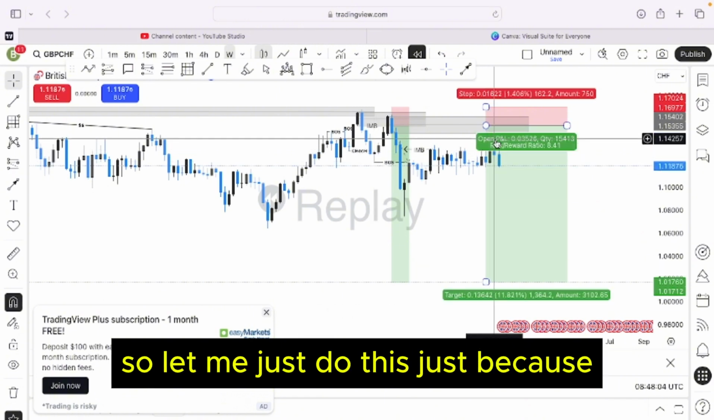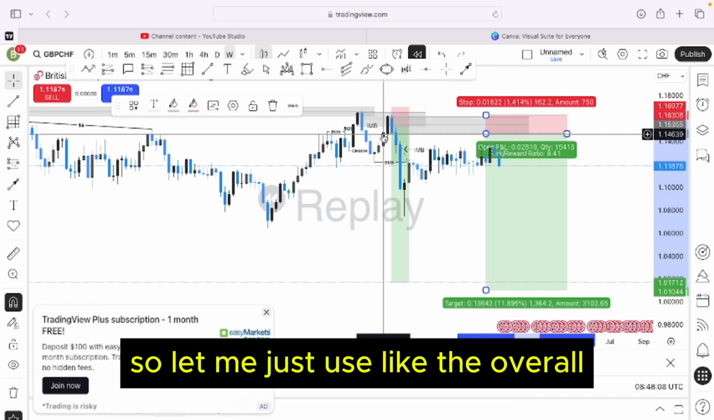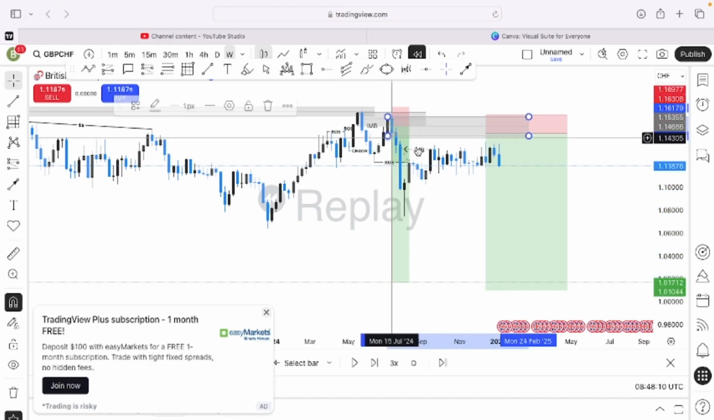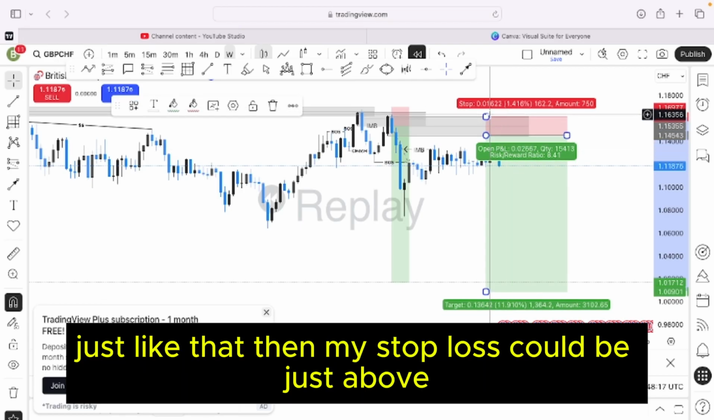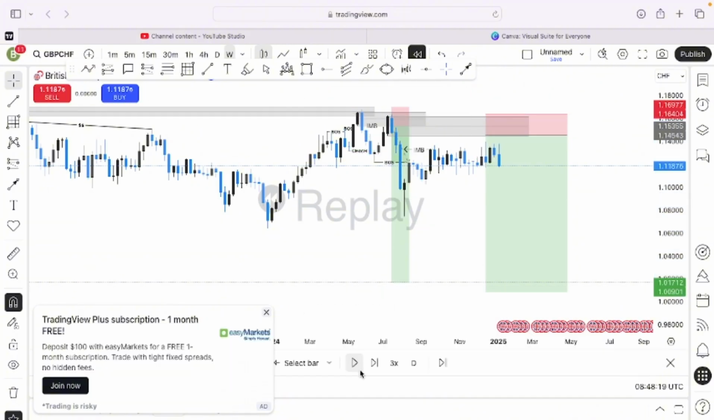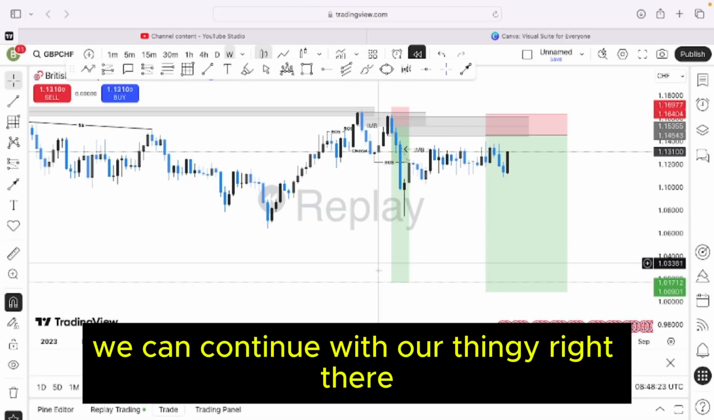So let me just do this, just because it seems like it's trying to drop very early. So let me just use the overall start of the correction, or start of this area here of interest, just like that. And then my stop loss could be just above. So now we are fine. We can continue with our thingy right there.